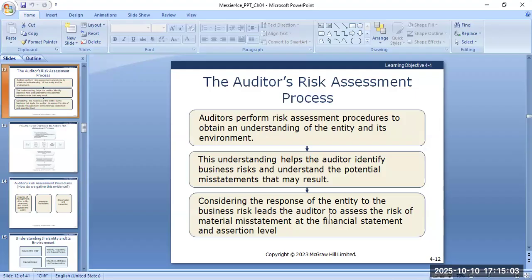The second thing is, once we get the understanding of the entity and the entity environment, that's going to help us to identify the business risk. And then we can understand the potential misstatements that can be caused.